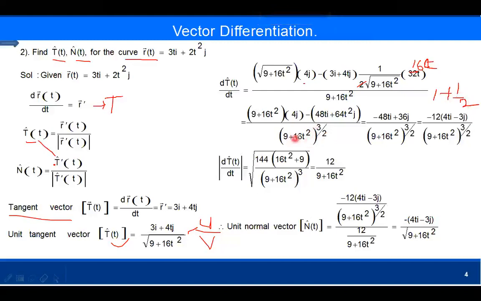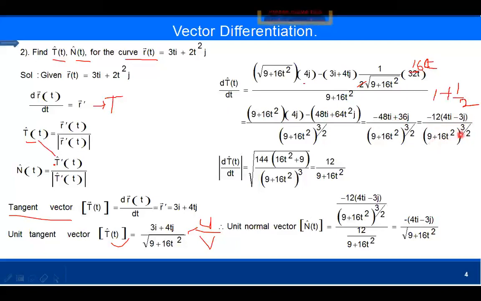Now you have to simplify this. 9 into 4 is 36j. 16t square into 4 is minus 64t square j. If you open this bracket, this 16t square and this 16t square will get cancelled. Therefore minus 48ti plus 36j. You can take minus 12 common. So minus 12 into 4ti minus 3j upon 9 plus 16t square raised to 3 by 2.